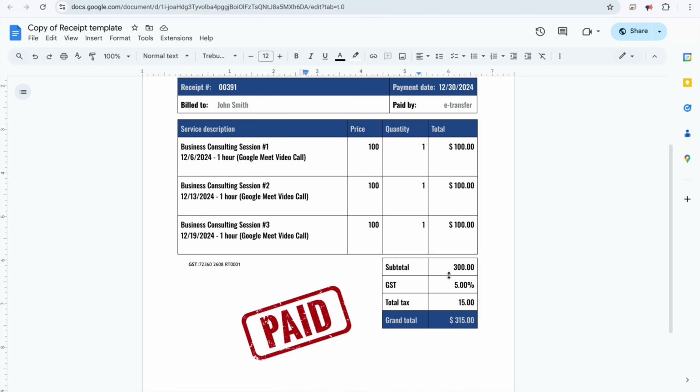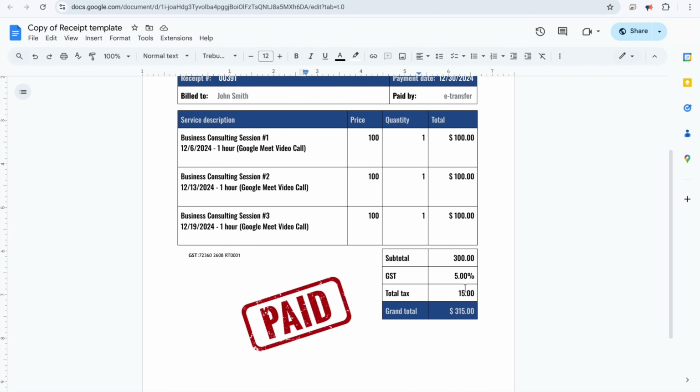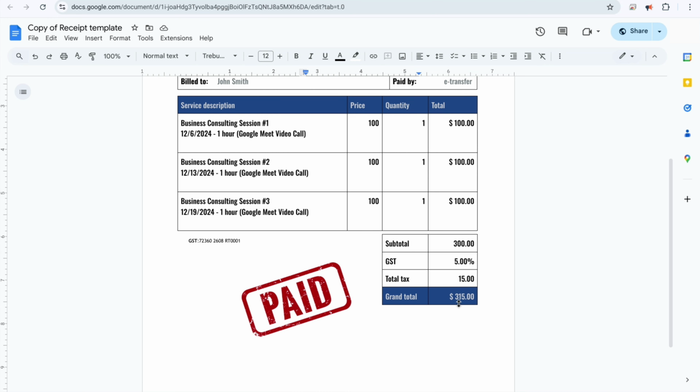Next would be just looking at a subtotal. So with a subtotal, you're just looking at the combined total of the products and services that were included in a transaction. And then next, you'll want to have a breakdown of any other fees, typically being like sales taxes. So maybe there's a provincial sales tax or a state sales tax, and then a federal sales tax like GST. So you want to indicate the rate and the amount that was charged. So in this case, $300 subtotal, and we have 5% GST in Canada. So 5% of 300 is $15. So I break that down. And then I have $315 as the grand total.